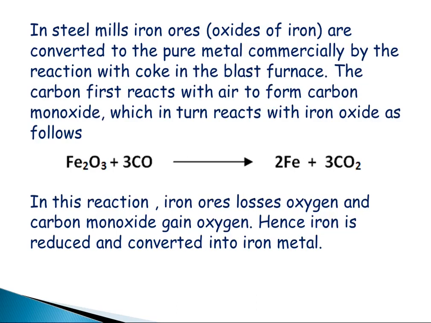So as a result, 2Fe is formed and carbon dioxide is formed. Pure iron and carbon dioxide are produced. In this reaction, iron ore loses oxygen and carbon monoxide gains oxygen. So, iron is reduced and converted into iron metal.